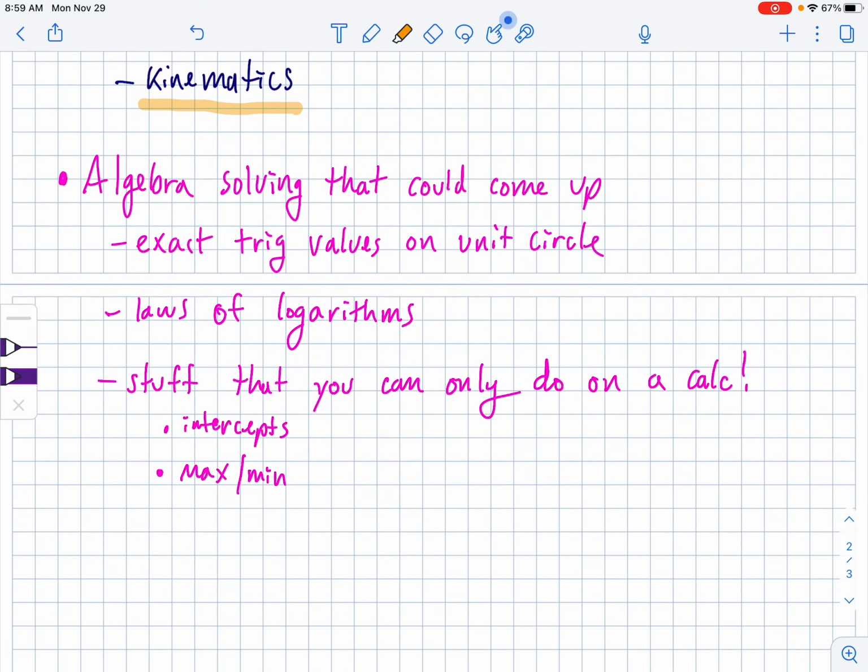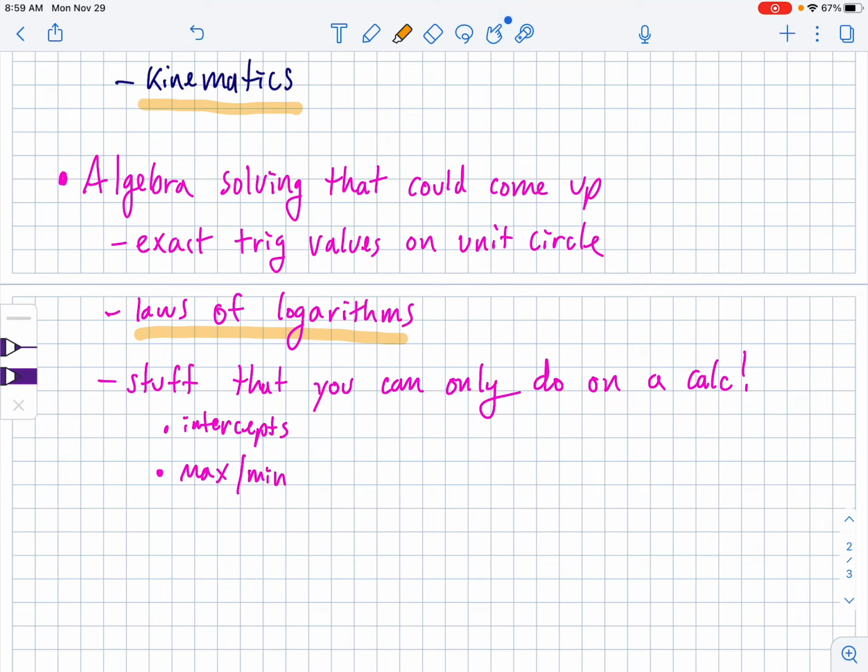Some algebra things that could come up. I would know exact trig values on a unit circle. So know your 30, 60, 90s, your 45, 45, 90s, and how those sides turn negative and positive as you rotate around the circle. Also, sometimes problems are easier if you know the laws of logarithms, that you can break them up. Log of AB is equal to log of A plus log of B.